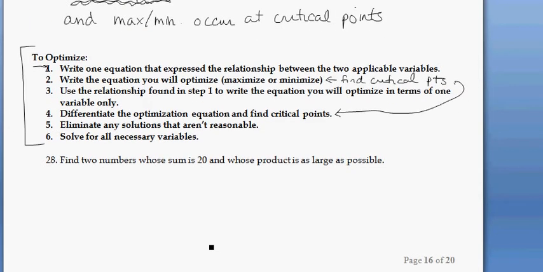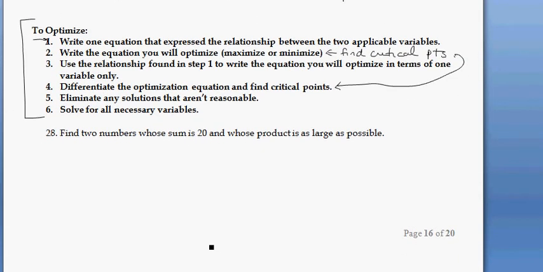All right, so let's look at an example. This one's a pretty straightforward example. We're asked to find 2 numbers whose sum, which means add, is 20 and whose product is as large as possible, right? So we want to maximize that. The first thing is to realize that the 2 applicable variables are these 2 numbers we're trying to find. So we can call those x and y.